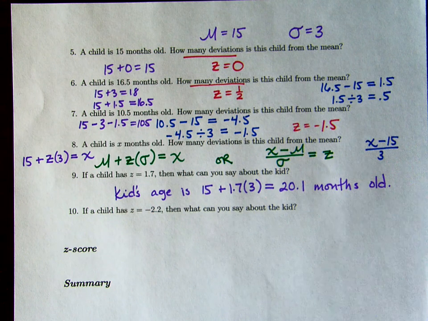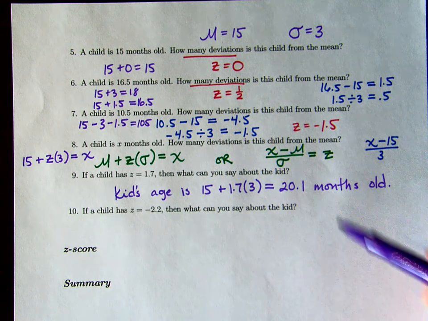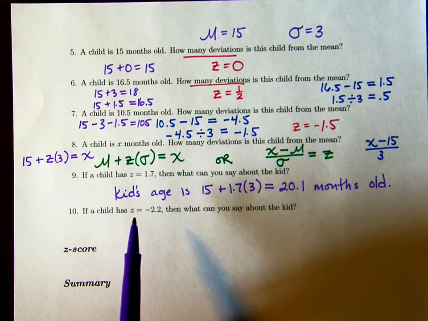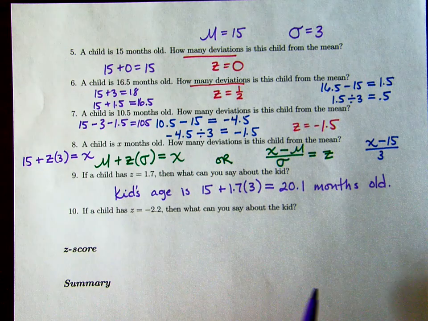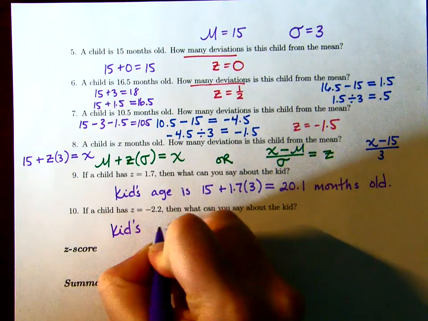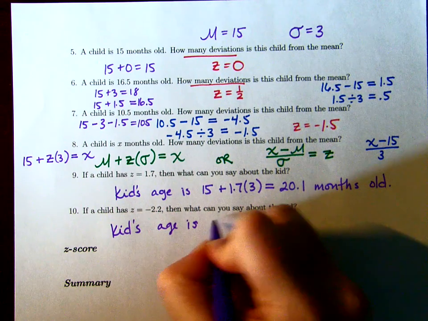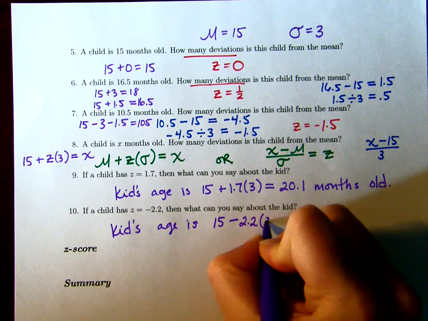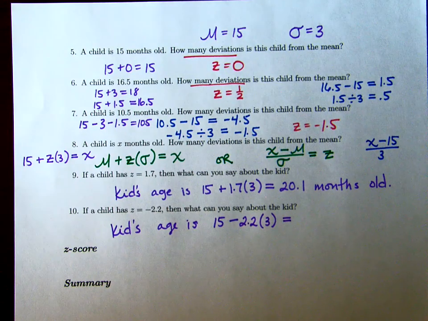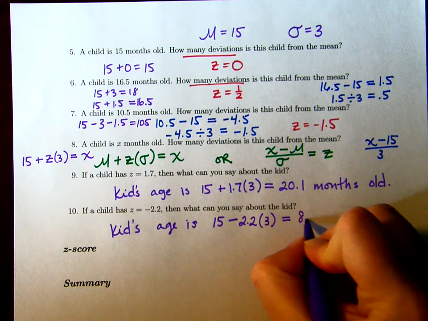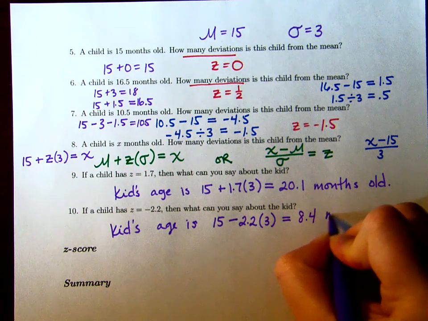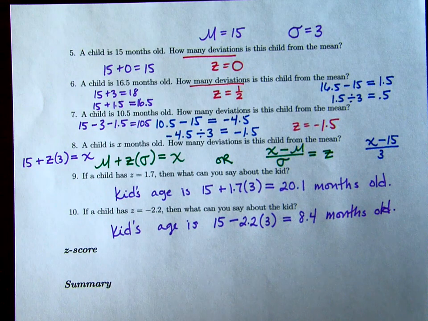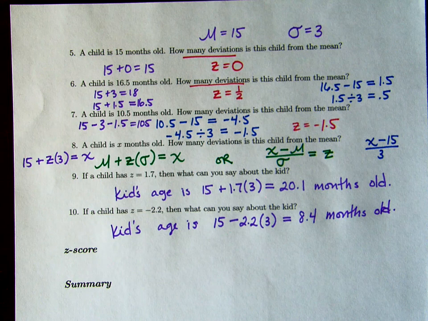Not to be confused with 20 months and a day, this is 1/10 of a month. Anyway, right around 20 months old, just over 20 months old. If a child has a Z of negative 2.2, what can we say about the kid? Well, take the average and take away 2.2 standard deviations: 15 minus 2.2 3's. That's 8, almost 8.5 months old. That's what we can say about the kid. That kid is about 8.5 months old.